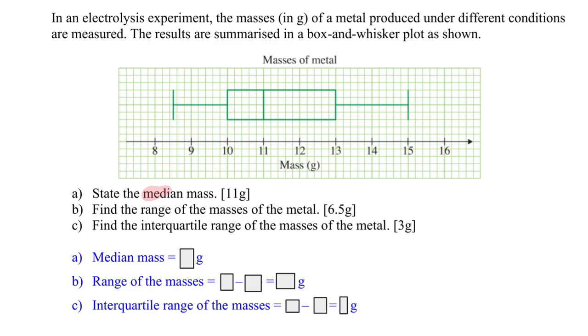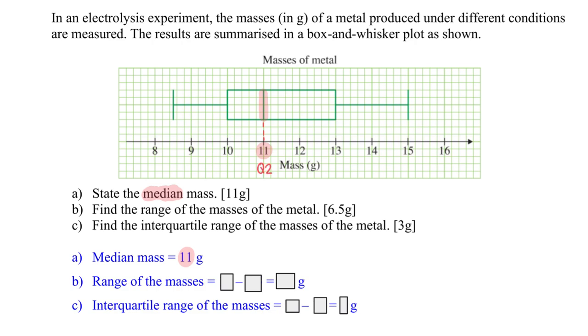How do I find my median mass? Well, my median mass is here, which will be $11. Okay, so that will be the answer for the median. That's where you find the median, Q2.